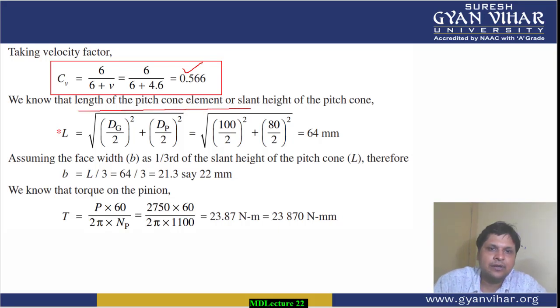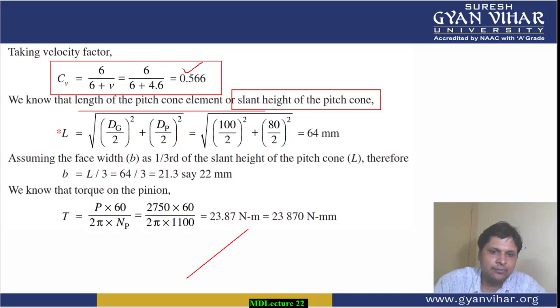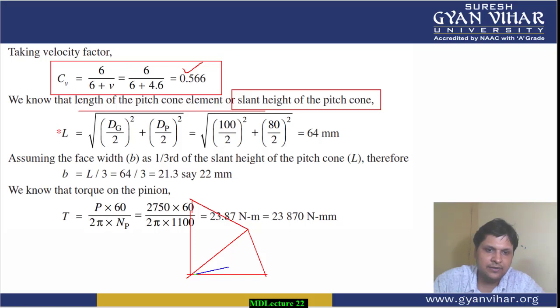Then the length of the pitch cone element. We all know the length of the pitch cone element, or in other words the slant height of the pitch cone. How can we calculate it, students? Slant height means, if one is this pinion and this is the other gear, first of all you will draw a vertical line from here to here, and a vertical line from here to here. Now if we have to calculate this pitch cone distance OP, then how can we calculate? Already this angle is 90 and this angle is 90. So the slant height can be calculated by dg by 2 minus dp by 2.